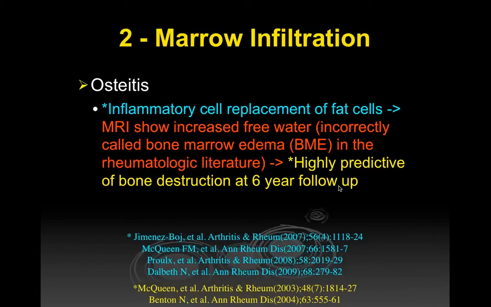But these are highly predictive of bone destruction at 6-year follow-up, and there are a number of papers that have shown that the osteitis lesions, and these are right next to the capsular insertion, are very highly predictive of the future development of X-ray detectable bone erosions.